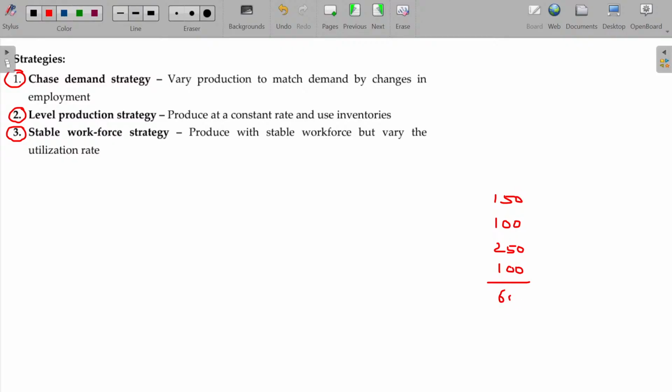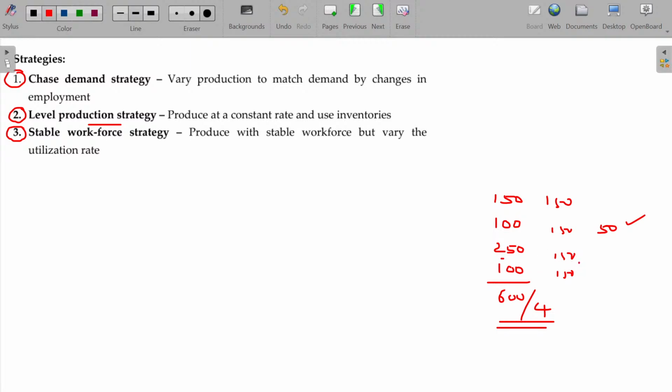I am in need of 600 units to be produced in a 4-month period. I constantly produce 150 every month. This is called level production strategy. When I produce more than the requirement, I keep the stock. When I produce less than the units required, then I use the stock for supply.